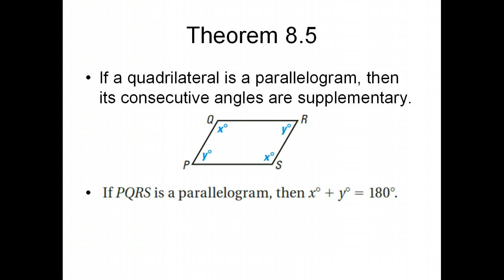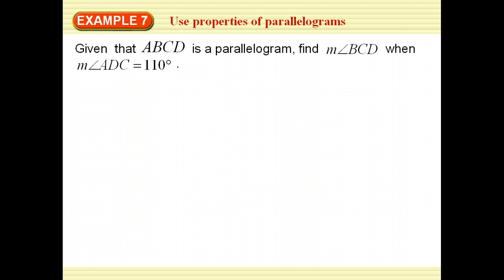We have another theorem here that says that opposite angles are congruent, but consecutive angles are supplementary. Now that should make sense because this is a quadrilateral, so it has to add up to be 360 degrees altogether. Well, if I have two pairs of congruent angles, then each pair of consecutive angles would have to add up to be half of 360, which is 180.